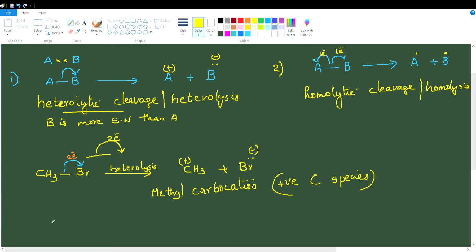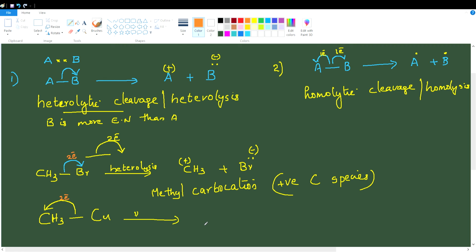Suppose we take another example, CH3Cu. This is the molecule. It undergoes heterolytic cleavage. Which is more electronegative, carbon or copper? When we compare the electronegativity of carbon and copper, copper is a metal and carbon is a non-metal. Non-metals are more electronegative, right? So carbon is more electronegative. So during the breaking of this bond, both of the shared electrons move towards carbon, shown by curved arrow notation. This represents the movement of both the shared electrons towards the carbon atom.